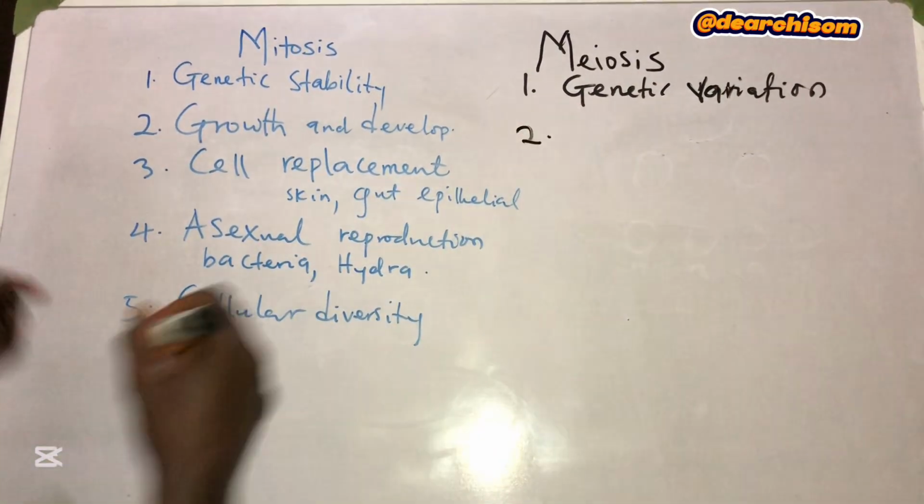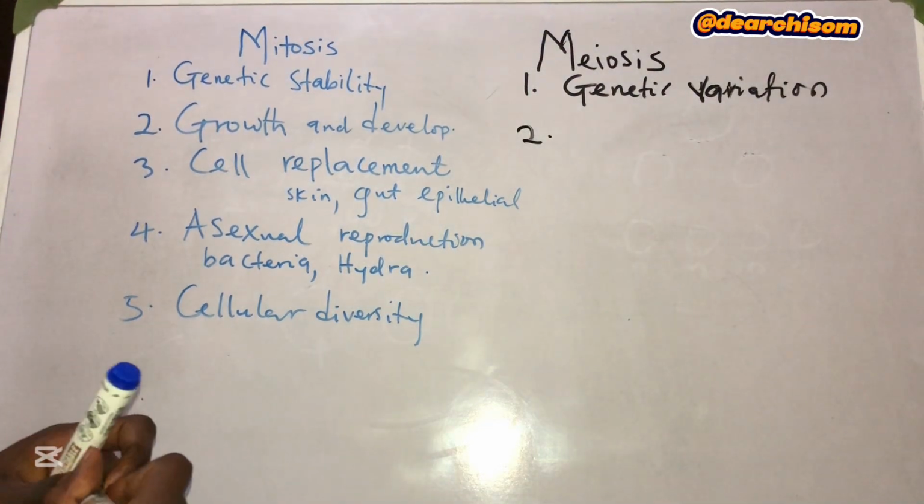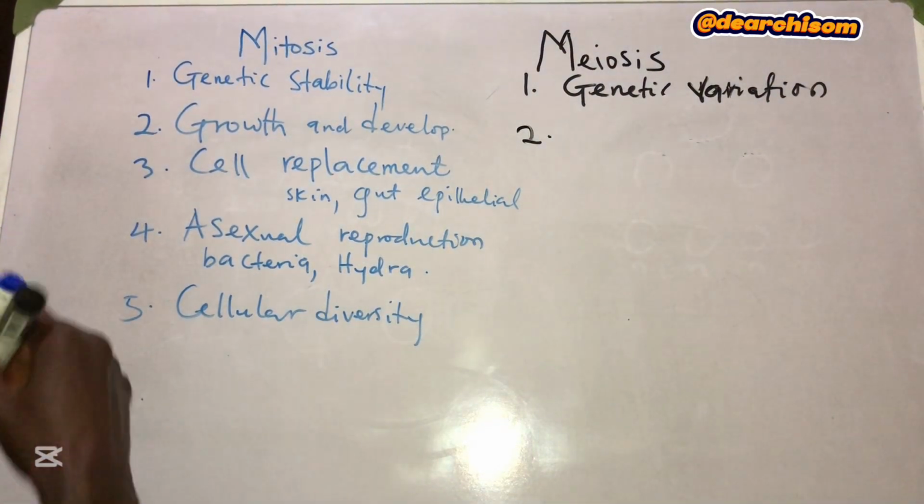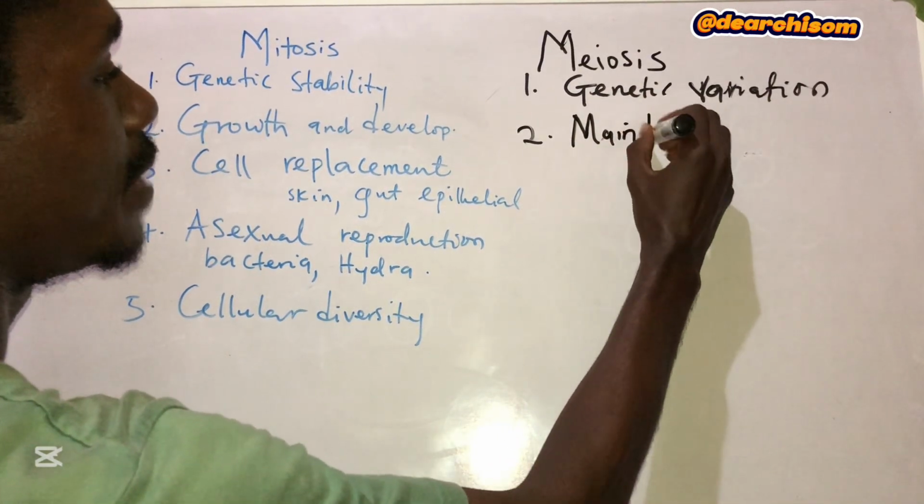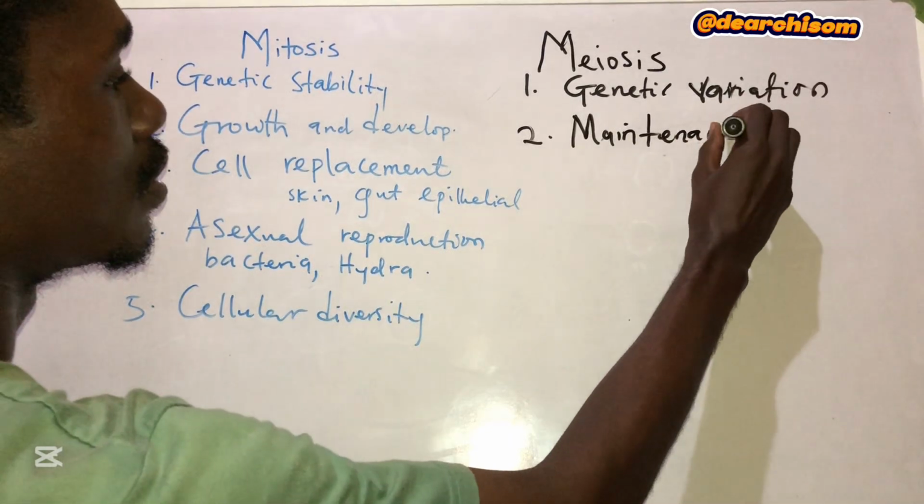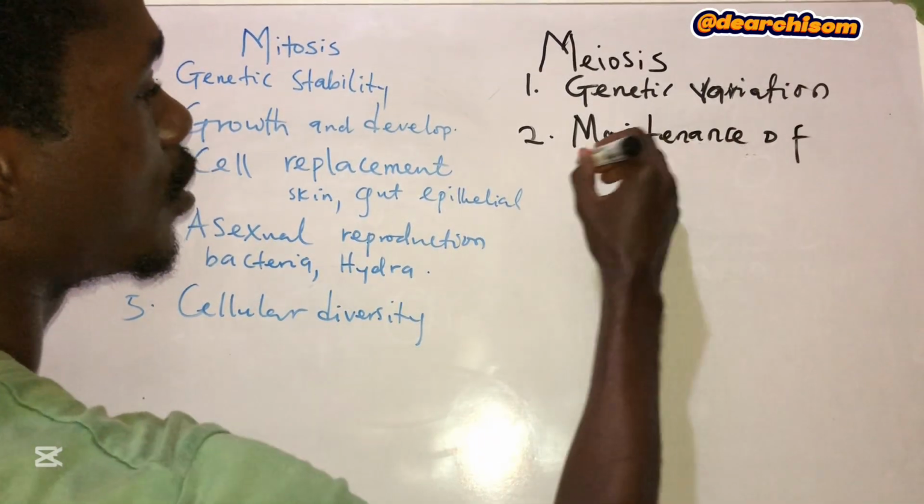The second thing we need to look at here is maintenance of chromosome number.